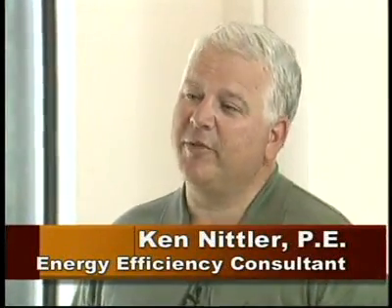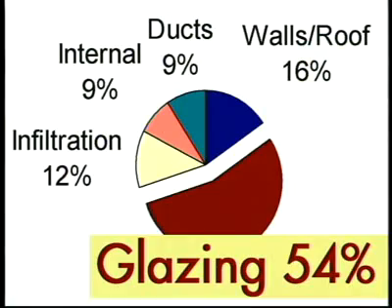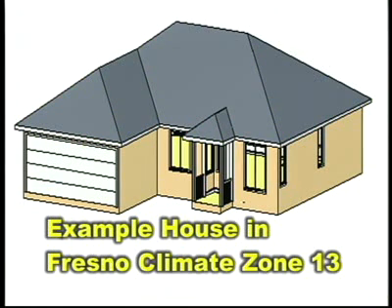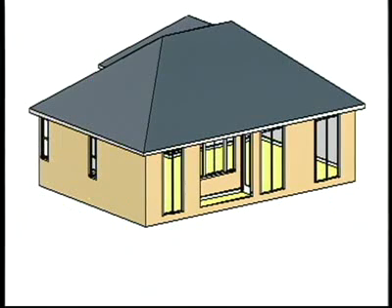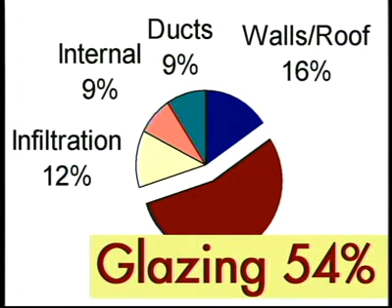Well, Steve, windows have the biggest single impact on the size of air conditioning equipment. Most people would be surprised to find out how big it is. Do you have examples? I do. The first graph here is a pie chart, pretty easy to understand. What we have here is a home in climate zone 13, which is Fresno, very hot climate, and we're looking at the design cooling load. And when you break down where the heat comes from that your air conditioner needs to run to remove, what you see in this particular example is a case where glazing is accounting for 54% of the design cooling load.